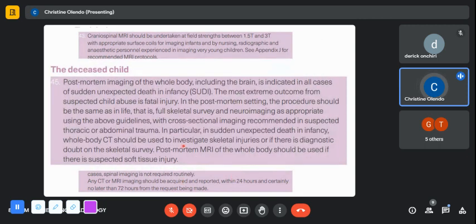For a deceased child, there is a role of postmortem imaging for those children who have sudden unexpected death in infancy. Here you image the whole body. You can also do an MRI if there is some soft tissue injury, to be able to pick up any injuries that might have been missed or not explained. So those are some of the recommendations that they had for that.